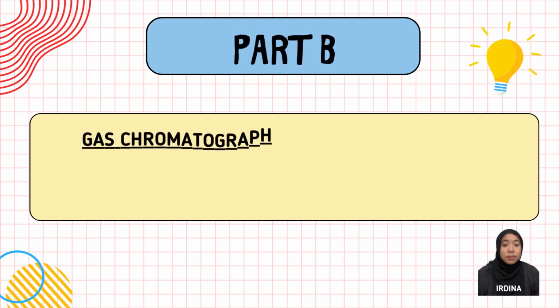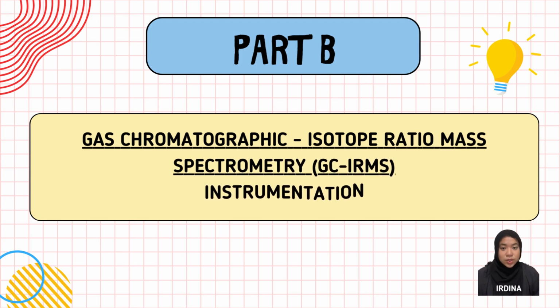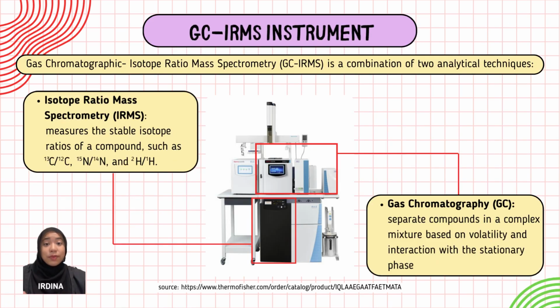Okay, hi, my name is IRDINA BATRISYIA RASHIDI, and I will be explaining part B of instrumentation of gas chromatography isotope ratio mass spectrometry, or GC-IRMS, which is a powerful combined analytical technique. Okay, so in this slide, we can see the latest type of Thermo Scientific GC-IRMS machine by the Thermo Fisher Scientific brand.